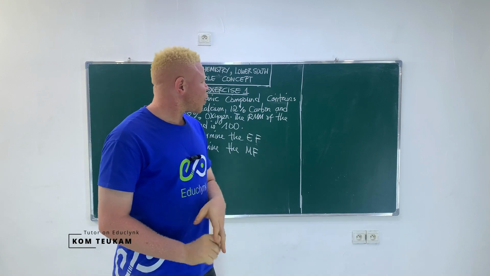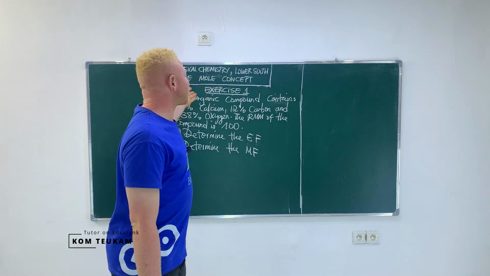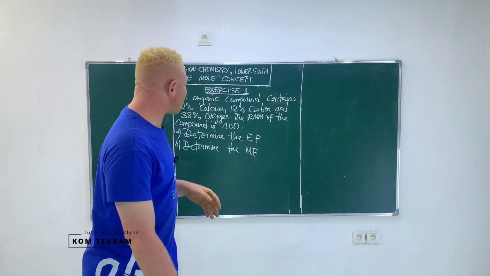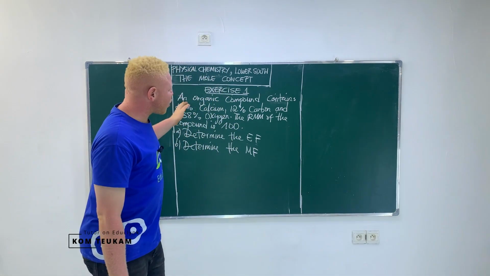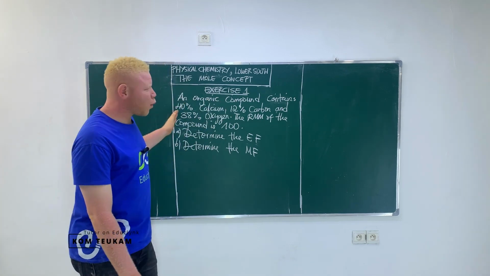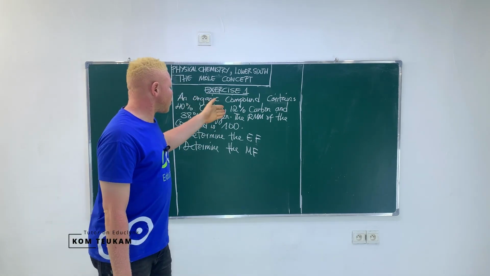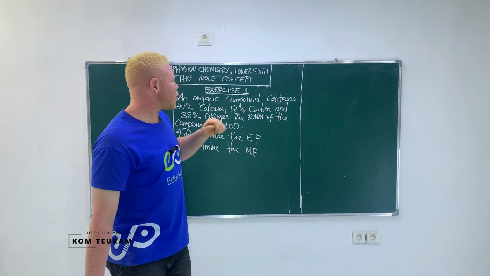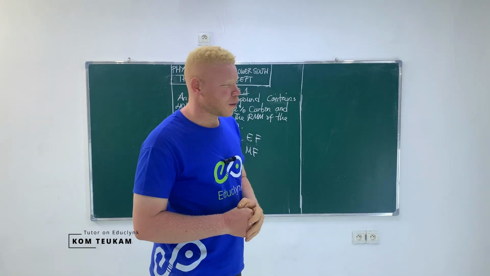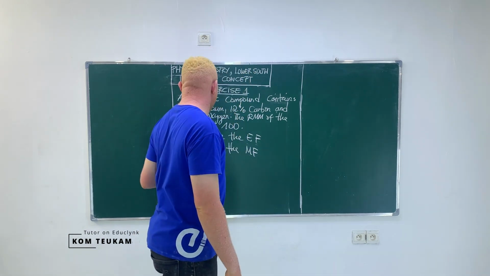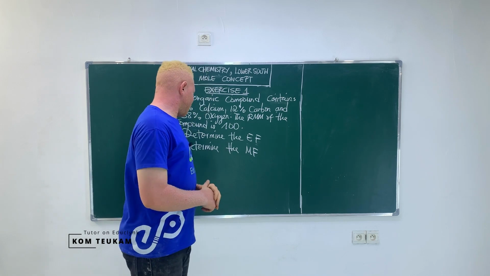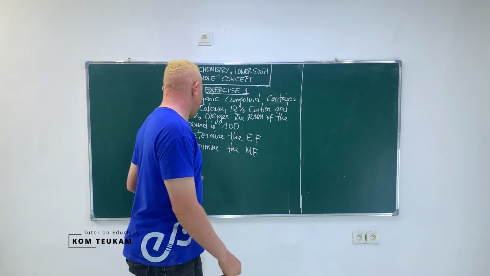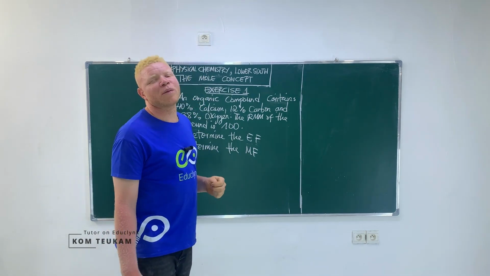So today we are going to tackle the section of exercises under the mole concept. Our first exercise goes thus: an organic compound contains 40% calcium, 12% carbon, and 38% oxygen. The mass of the compound is 100 grams. They say determine the empirical formula of the compound. Next, determine the molecular formula of the compound.